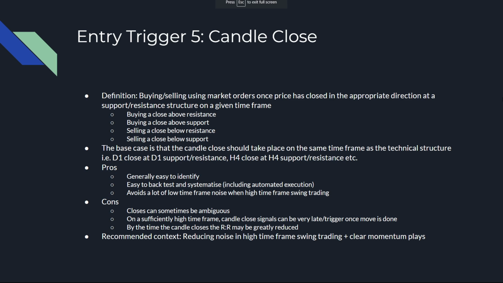So the first one should be self-evident, is that these things are generally easy to identify. Not all the time, and it may seem somewhat contradictory, but the good ones are generally easy to identify, although sometimes the closes can be ambiguous. If they are ambiguous, just look at other entry triggers or look at lower time frames or do something else. But the good ones are generally easy to identify.